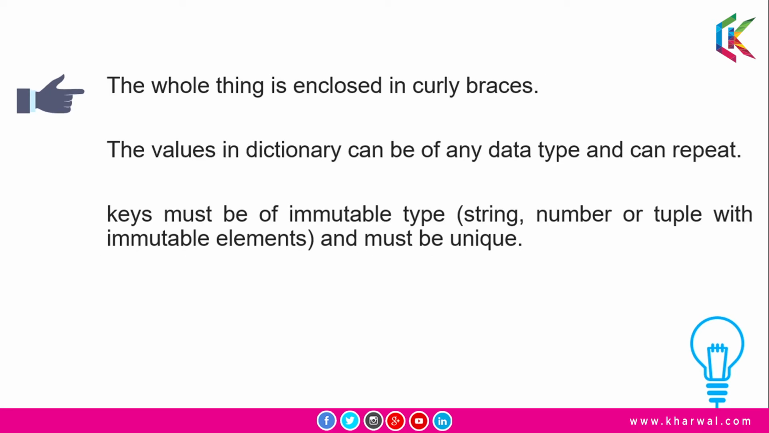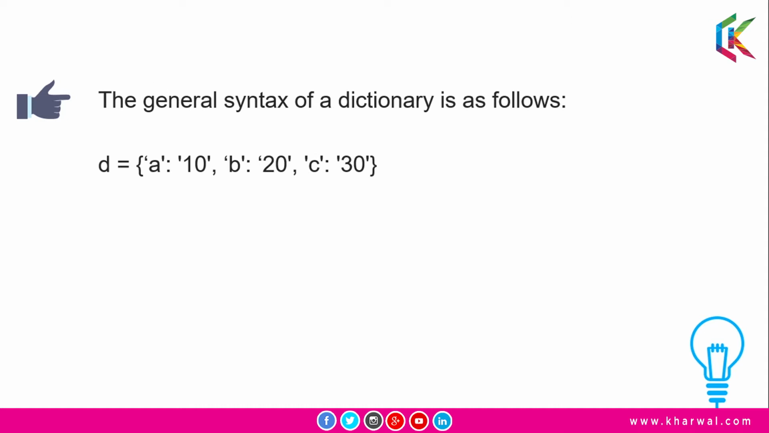The values in dictionary can be of any data type and can repeat. Keys must be of immutable type, means keys must be a string, number or tuple with the immutable elements, and these keys must be unique. So guys, this is a syntax for the dictionary.